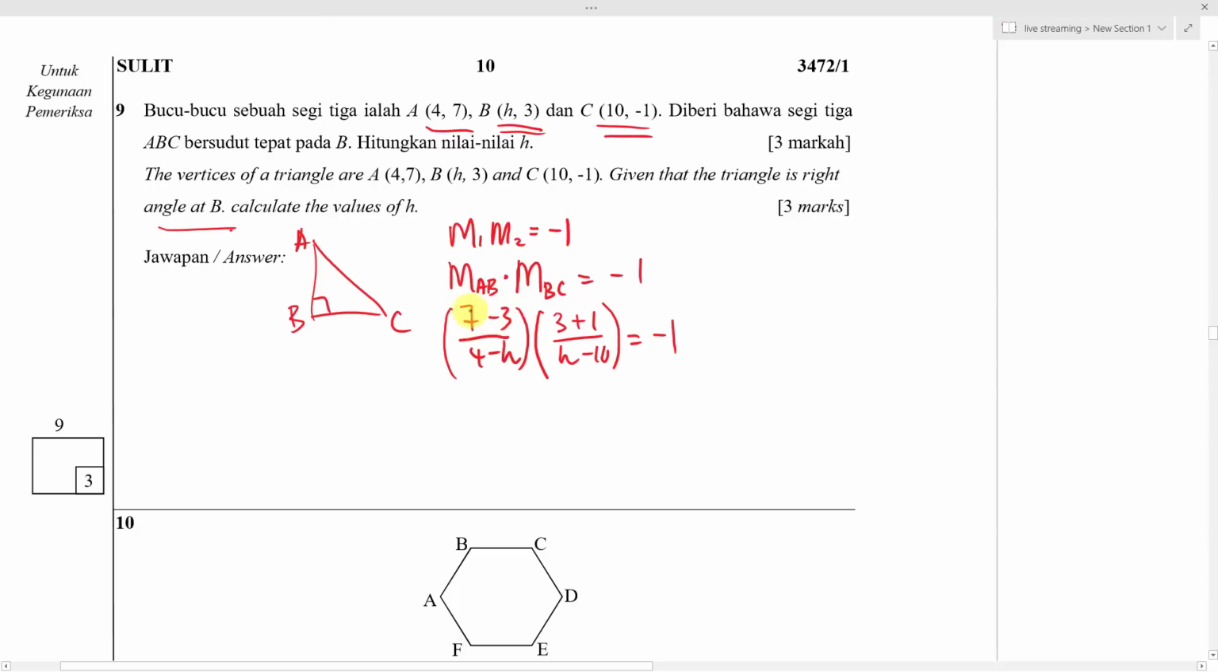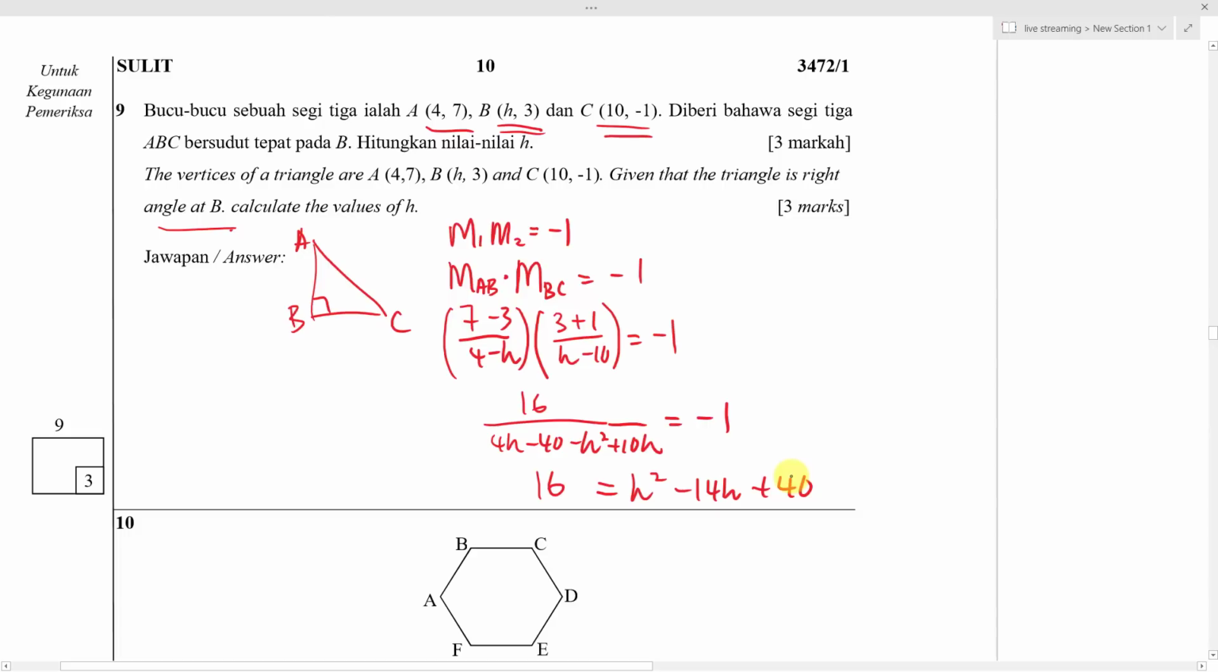So, okay, top is 4, multiply 4 is 16. Okay, bottom, we multiply one by one. This is 4h minus 40 minus h squared plus 10h equals -1. Alright, so 16 equals 14h, right? So multiply by -1, I get positive h squared minus 14h plus 40.